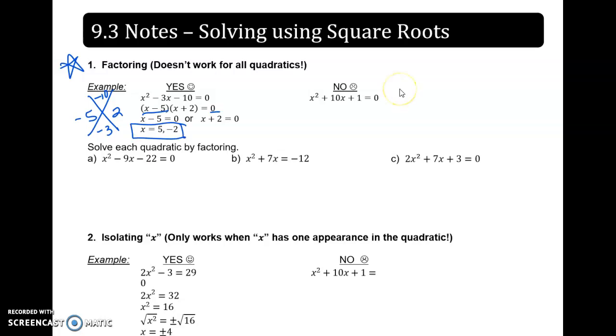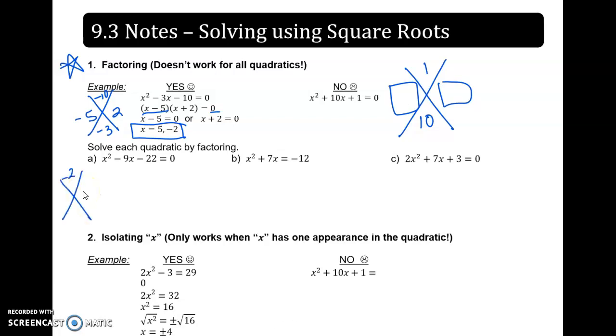Now this one does not work by factoring, because there is nothing that multiplies to give you 1 and adds to give you 10. It just doesn't work. So this one you could not solve by factoring, because there are no two numbers you could put there to make it work. Okay, so let's look at A, B, and C. We're going to try to factor these to see if we can.